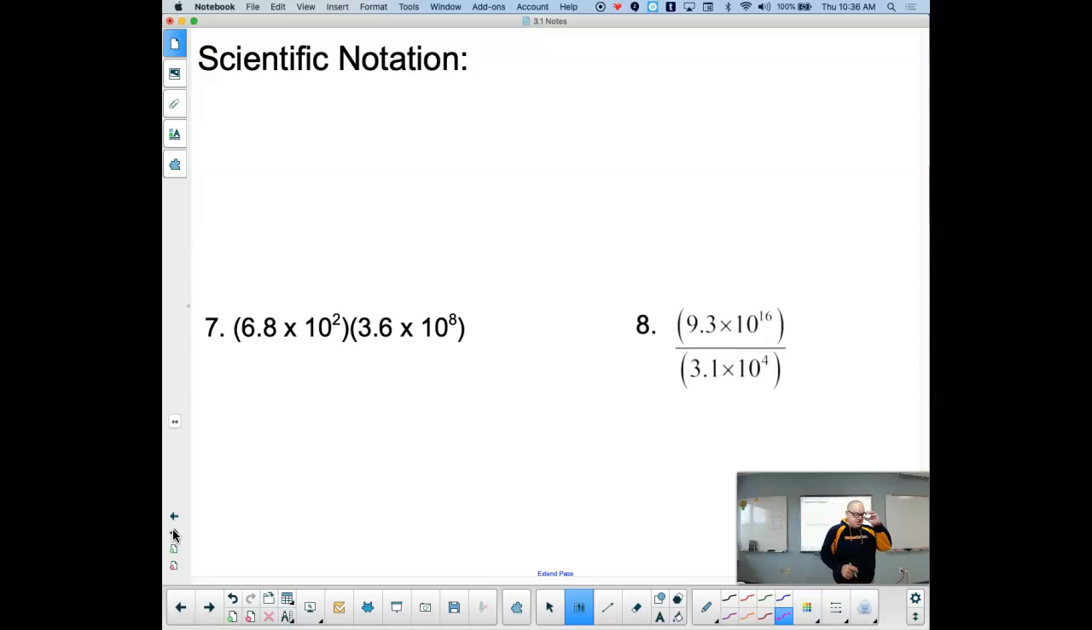Scientific notation. Most of you are familiar with the old scientific notation based upon the fact that you've had a science class at some point in time. But scientific notation is done a little bit differently. Okay? So we take it and we break it up into 2 parts.